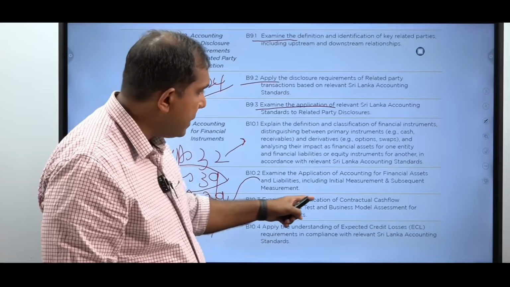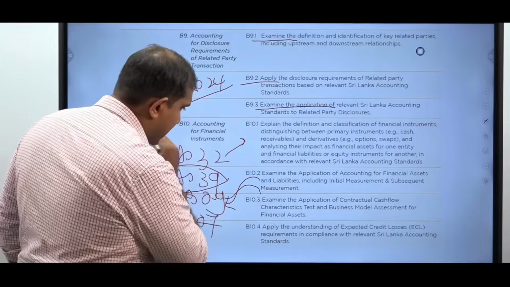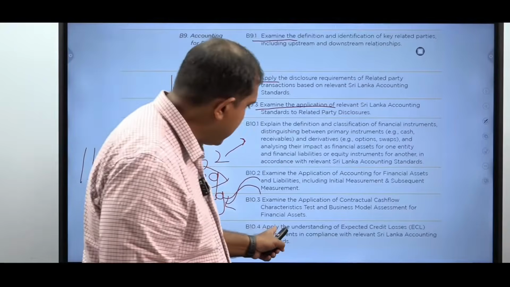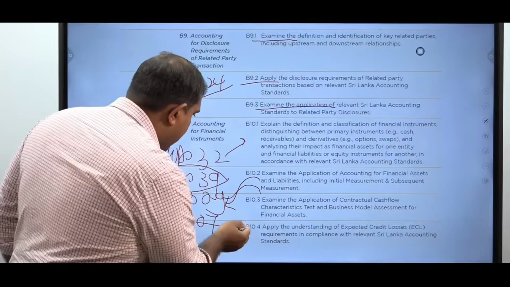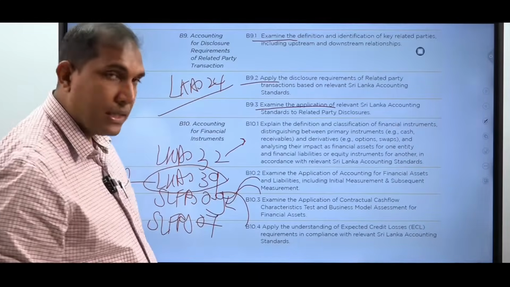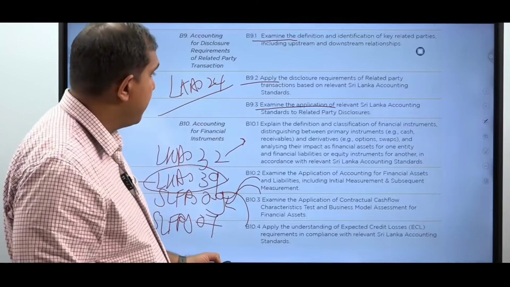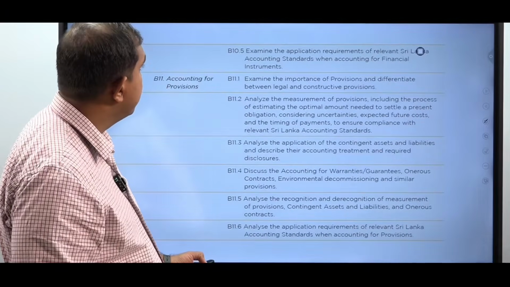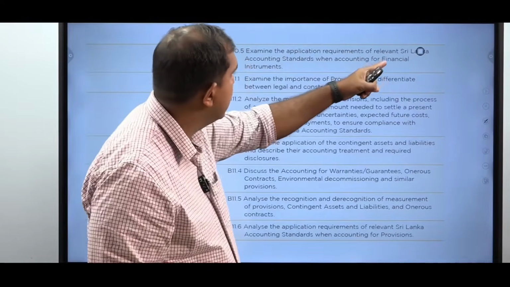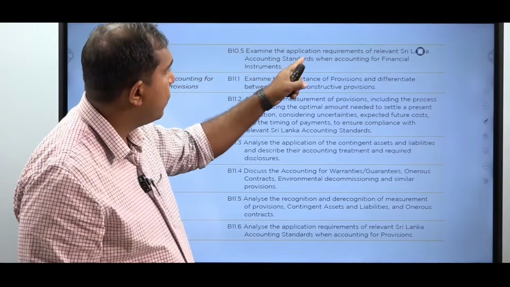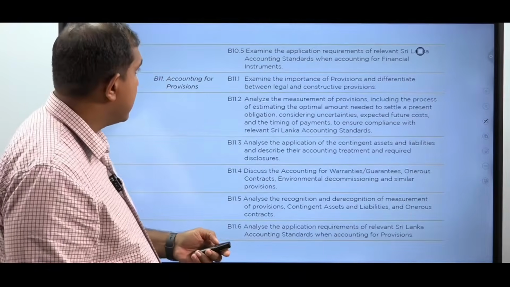Then examine the application of contractual cash flow characteristics. That's again based on SLFRS 9. Then apply the understanding of expected credit losses. Again SLFRS 9. That's connected with the impairment. Then examine the application requirement for relevant accounting standards need to be discussed.